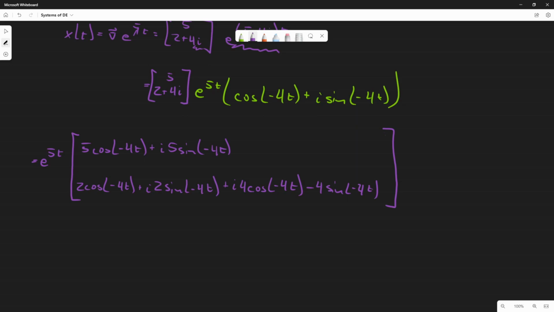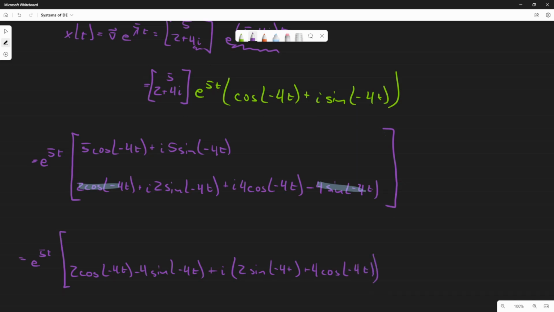So now what we're going to do is combine like terms and separate them. So we're going to get e to the 5t. The reals are at the ends, so let me put these together: 2 cosine negative 4t minus 4 sine negative 4t, plus i times 2 sine negative 4t plus 4 cosine negative 4t, and then here we'll have 5 cosine negative 4t plus i times 5 sine negative 4t. Cool. And so now what do we do?